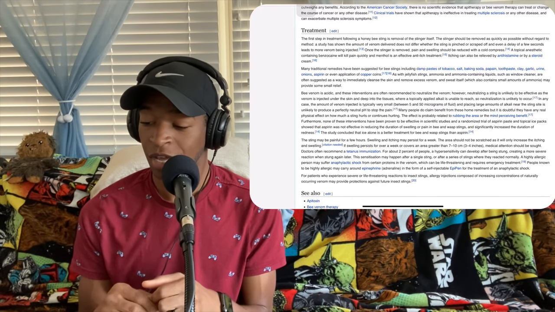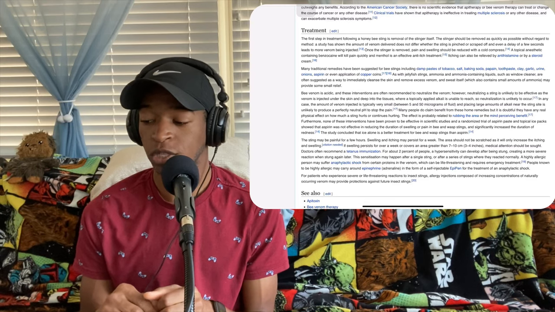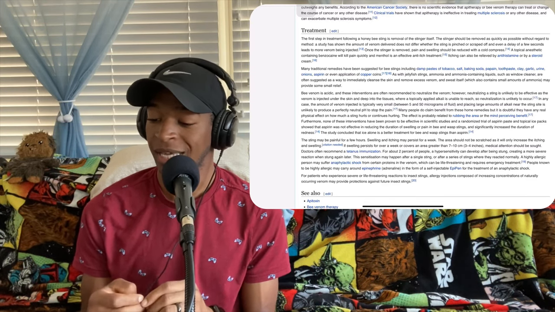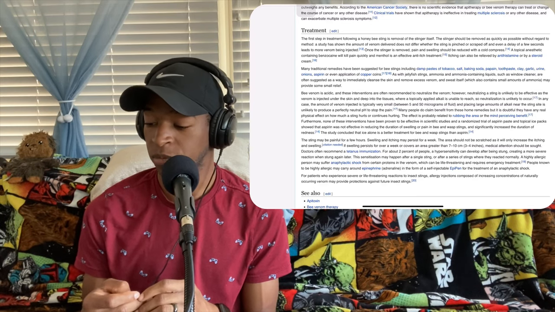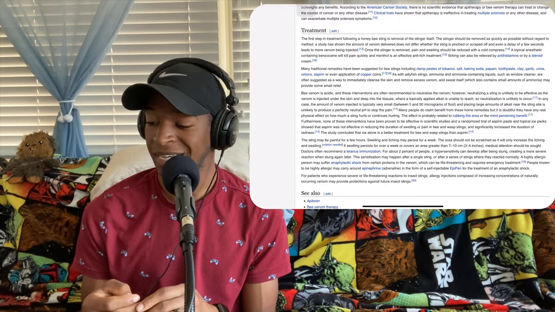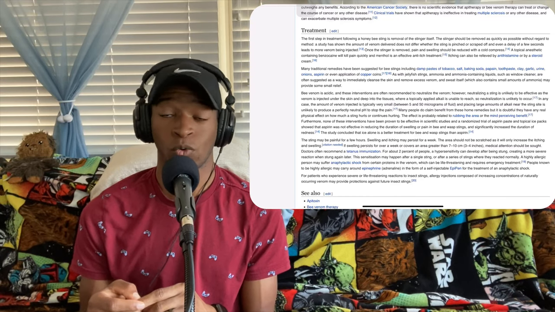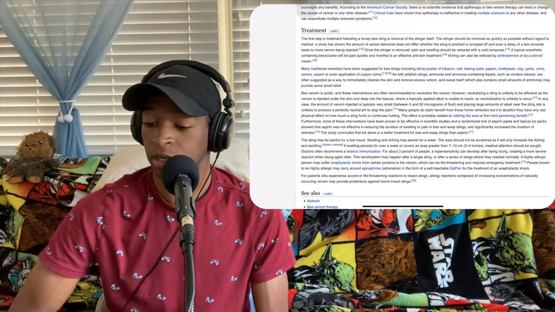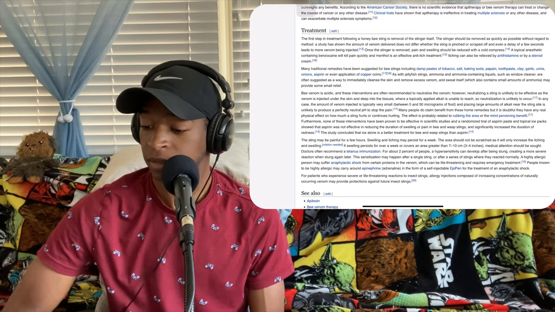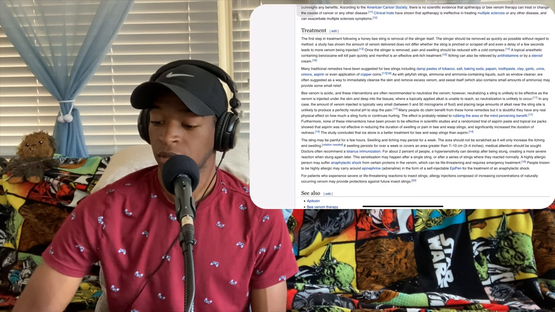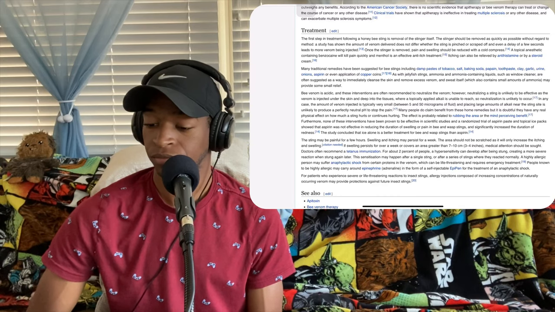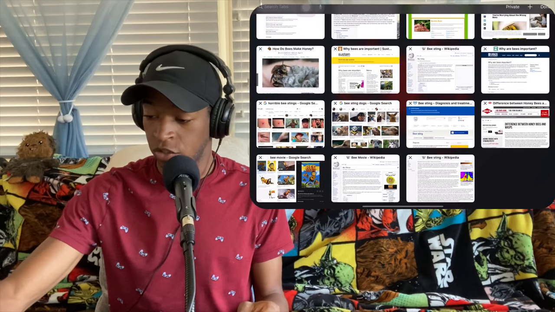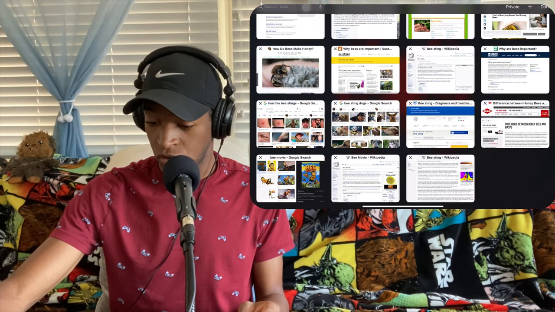Once the stinger is removed, pain and swelling should be reduced with a cold compress. A topical anesthetic containing benzocaine will kill pain quickly, and menthol is an effective anti-itch treatment. Itching can also be relieved by antihistamine or by a steroid cream. So, if you're getting stung out there, there's a couple things you can use. Ice and benzocaine. Okay. Cool beans.